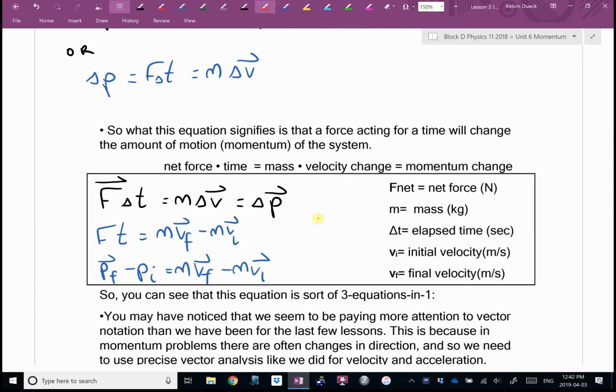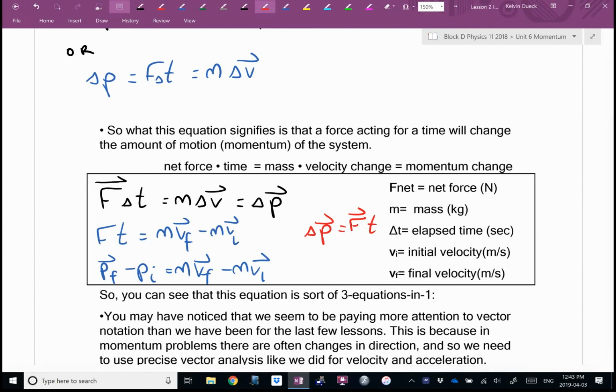Or you can say the change in momentum equals force times time. I'm seeing a lot of glazed eyes. Don't panic. This is far easier than it looks. This is actually the start of being able to explain crash test safety.